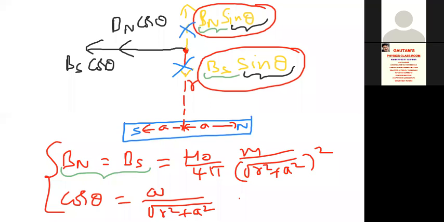Why can they cancel? Because the Bn and Bs values are equal, and both have sin theta, so they are equal. One is upward, one is downward. Opposite and equal, so we can cancel. Now, if they are cancelled, only these two terms, Bn cos theta and Bs cos theta, are left in the same direction.